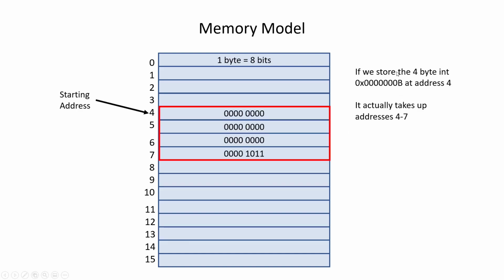Now, suppose I wanted to store a 4-byte integer. In this case, I'm just going to go with hexadecimal representation B. So when I put all of the hexadecimal digits in, 0, 0, 0, 0, 0, 0, 0, B, that should have been 7 zeros and a B. And I want to store it at address 4. What does this look like in memory? If it takes 4 bytes and each slot is 1 byte, this is actually going to take up 4 different slots in memory.